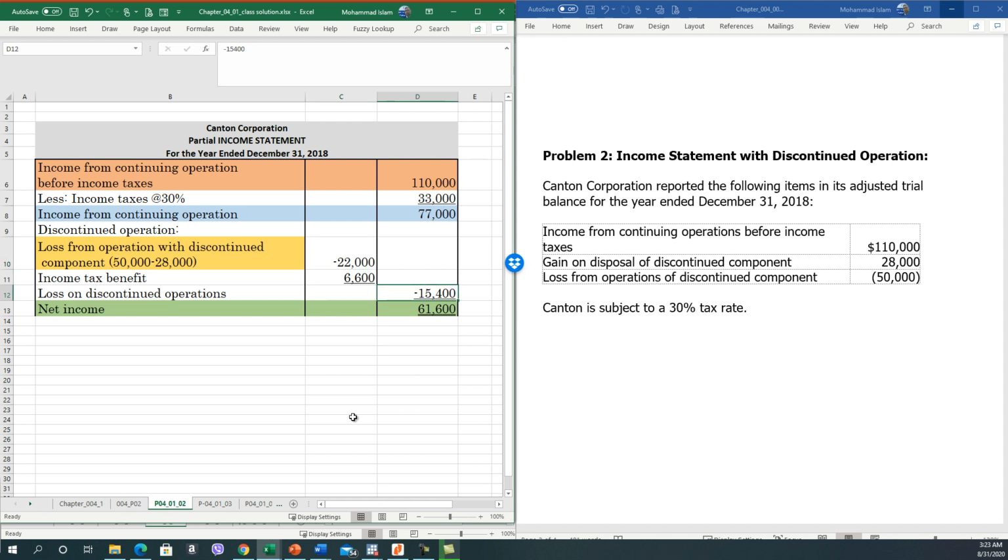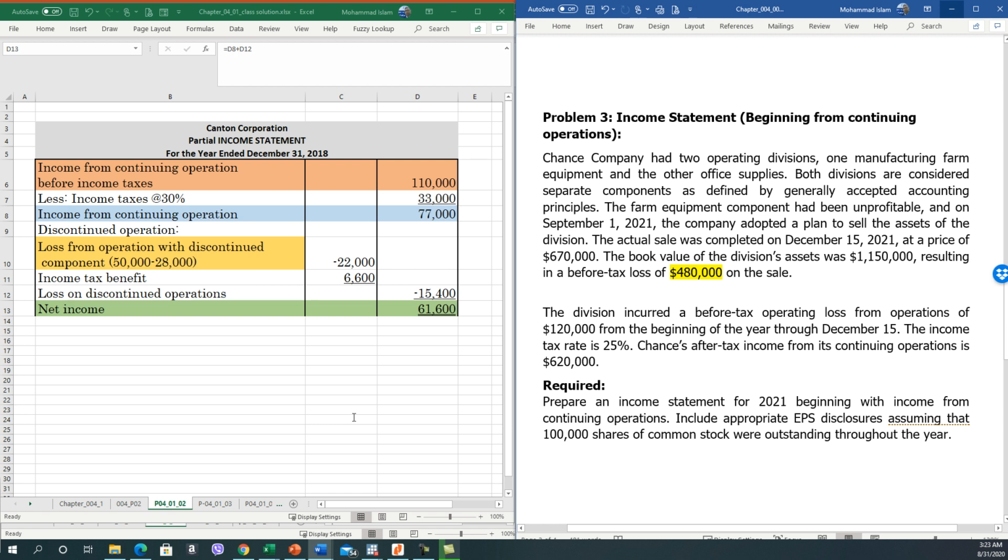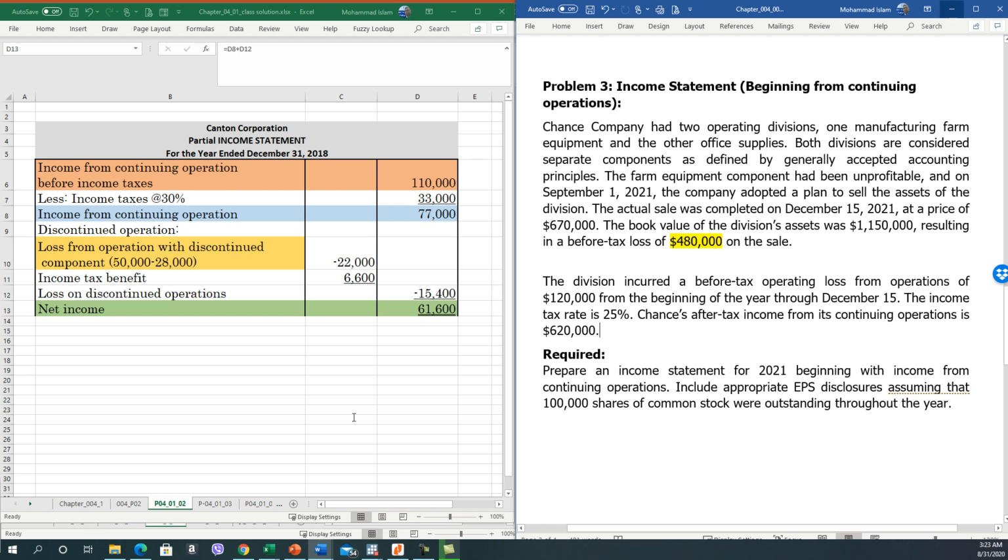So loss on discontinued operation. Okay, and the difference between this one and this one is 61,600. Now let's go to solve problem number 3. This is very important because there is a similar problem in your Connect assignments. So let's see the problem over here, and then we will solve this one.